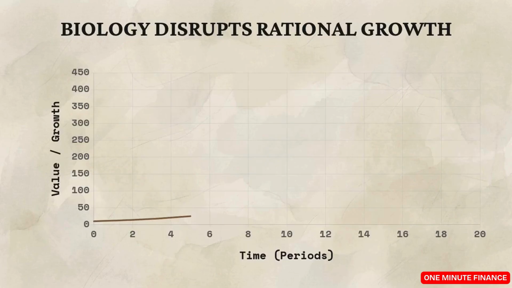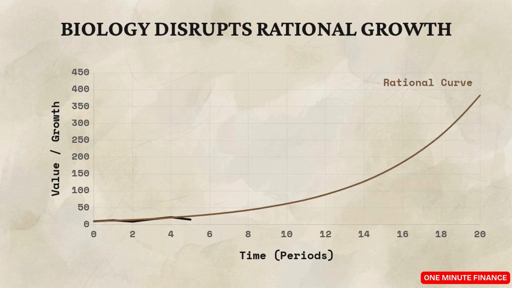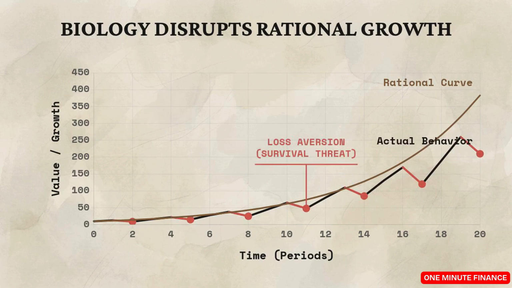Theoretical models project a smooth exponential curve of rational growth, but actual behavior creates a jagged trajectory. Downward spikes represent loss aversion, treating financial loss as a physical threat. Simultaneously, exponential growth bias makes the brain default to a flat, linear trajectory.